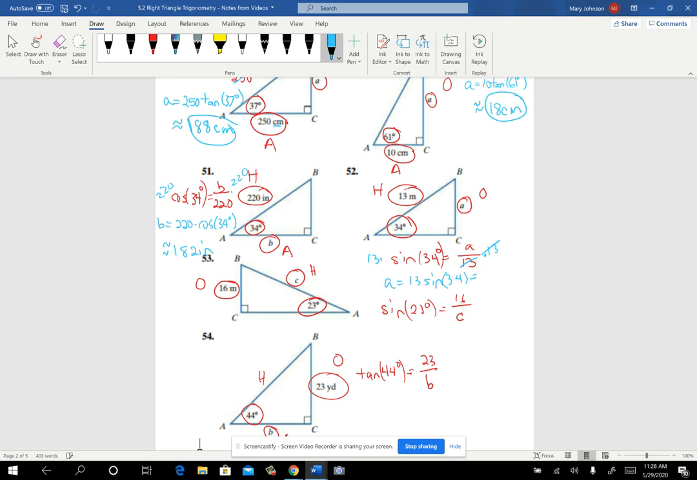Okay. And that gives us around 7.37, since we can round. So let me do a squiggle there since I'm rounding. So that's around 7 meters.